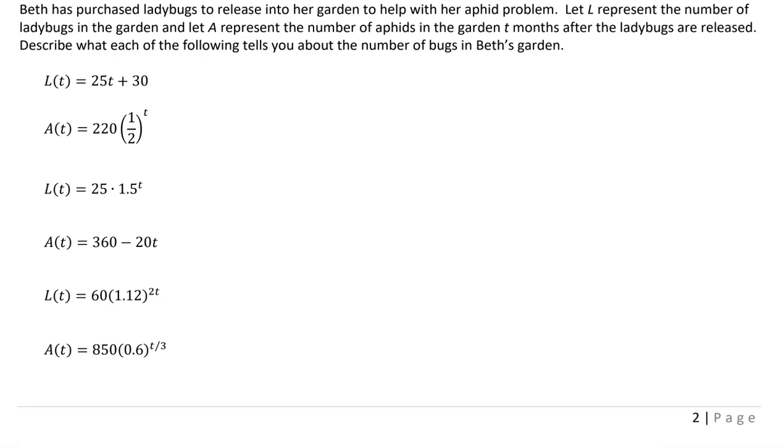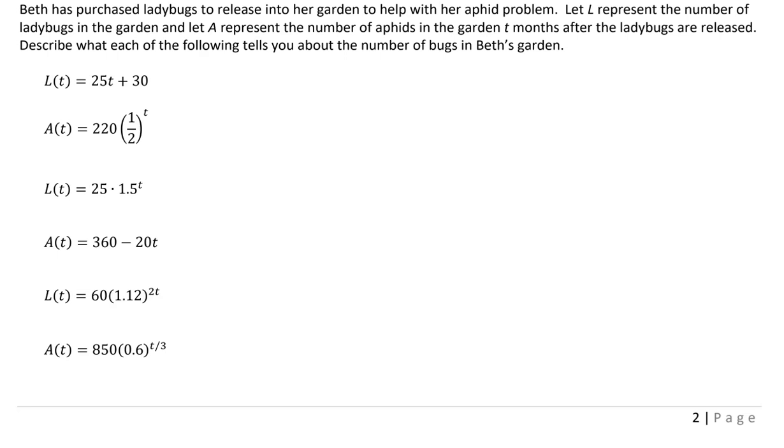Hi everyone. In this example, we're going to go through a whole list of equations and we're going to interpret what they mean in the context of this problem. So the situation we're working on is that Beth has a garden.